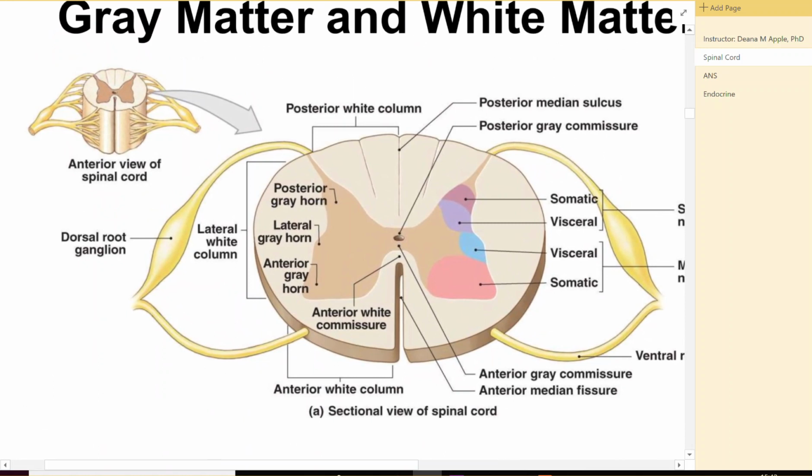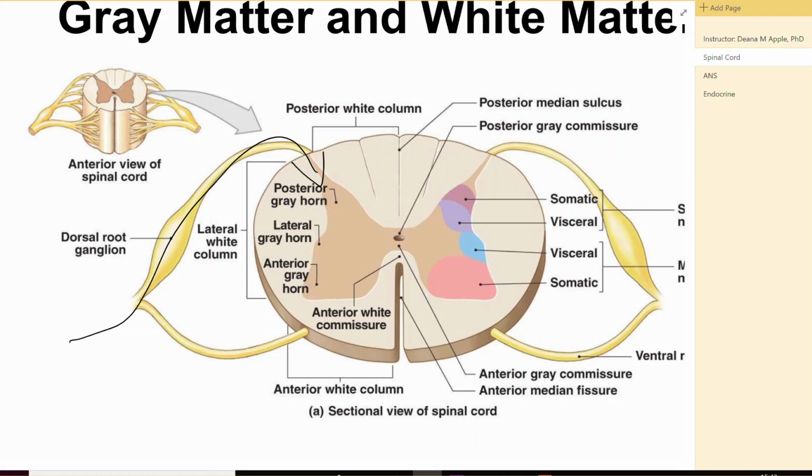Okay. So we have that dorsal root ganglion, right? And sensory information comes into that dorsal root ganglion. It comes into the posterior horn, posterior gray horn. So remember, in the spinal cord, the white matter is on the outside and the gray matter is on the inside. In the brain, it's reverse, where the gray matter is on the outside and the white matter is on the inside. What's the difference?